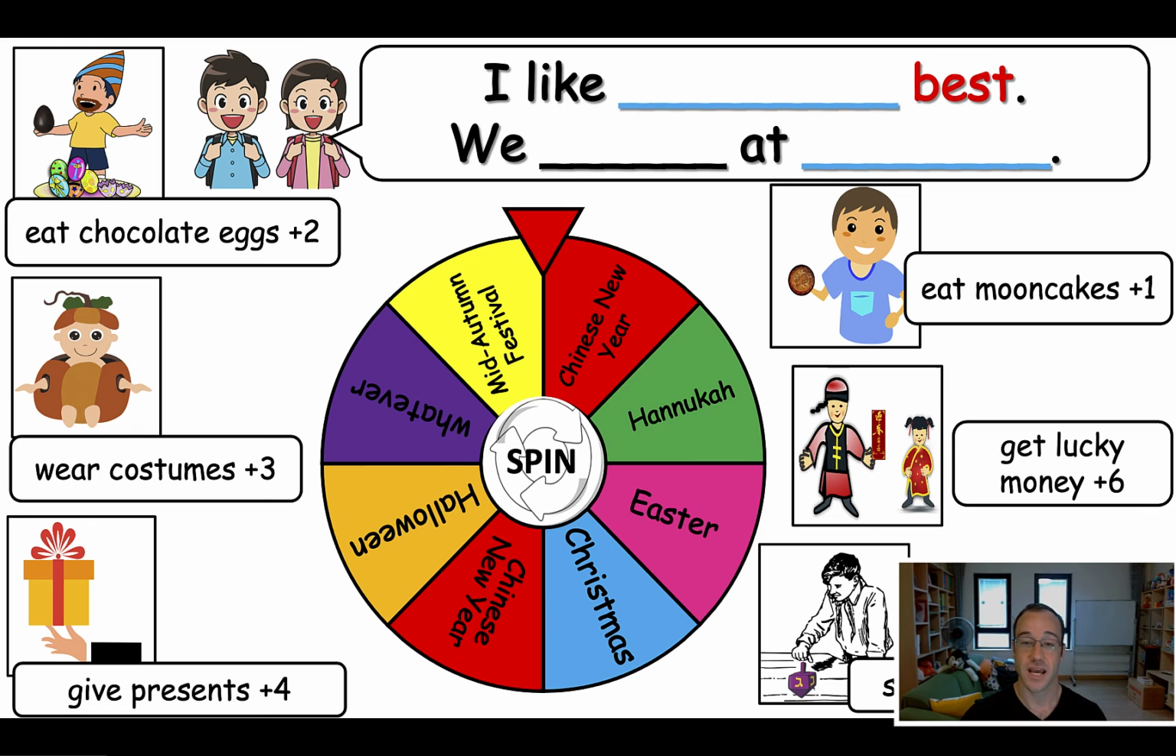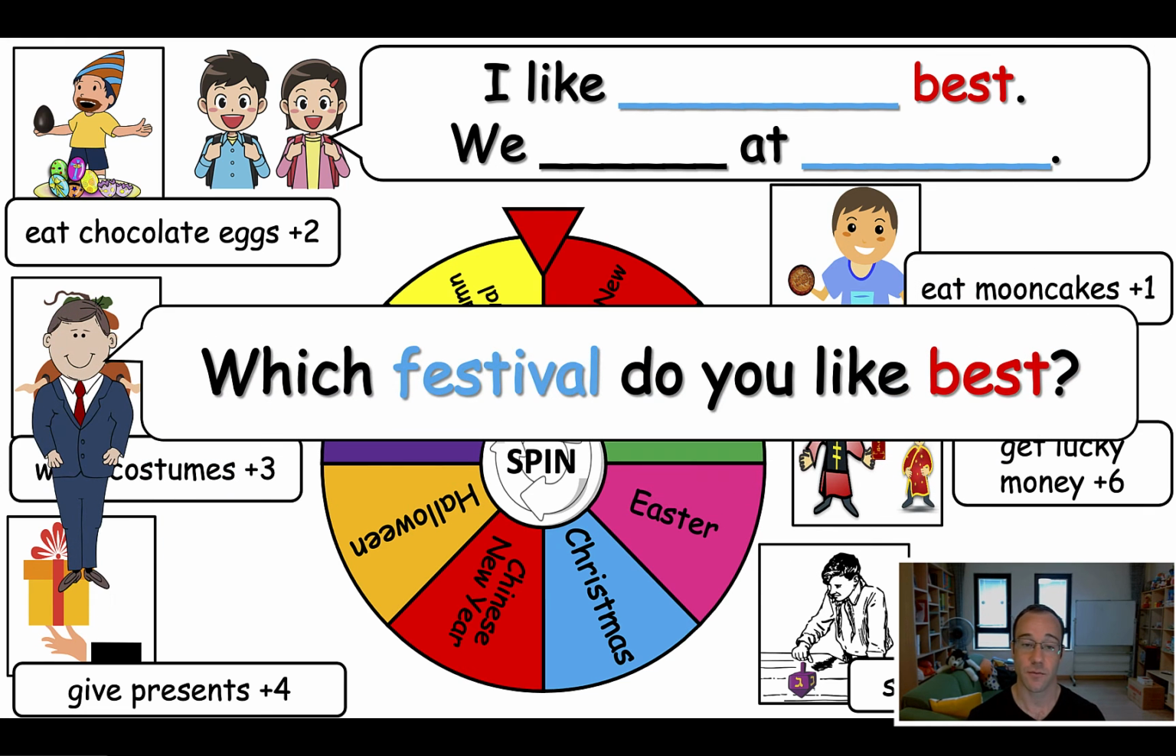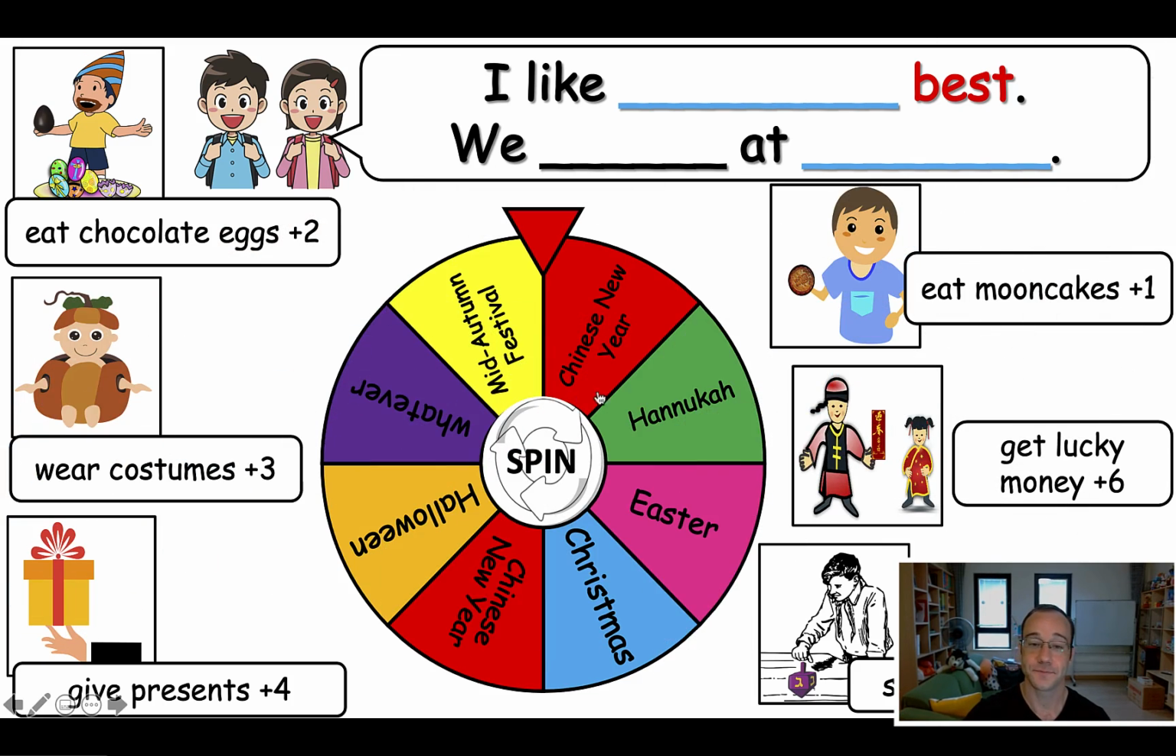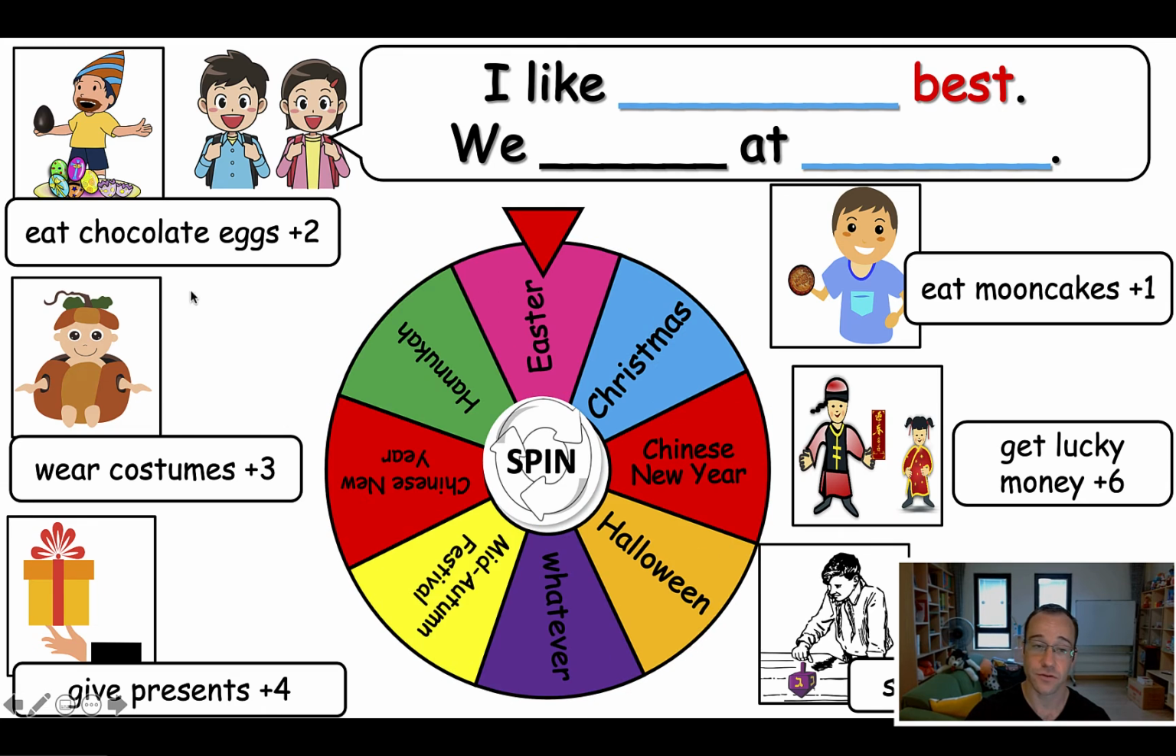Or for example, in this lesson, the language was, which festival do you like best? So the whole class would say, which festival do you like best? And they would spin the wheel. On the wheel, there are the festivals, and around the outside here are the different things they do at each of the festivals. So for example here, I like Easter best. I like Easter best. And then they would say, we, and then they have to remember which one goes with Easter. So it should be, we eat chocolate eggs at Easter.